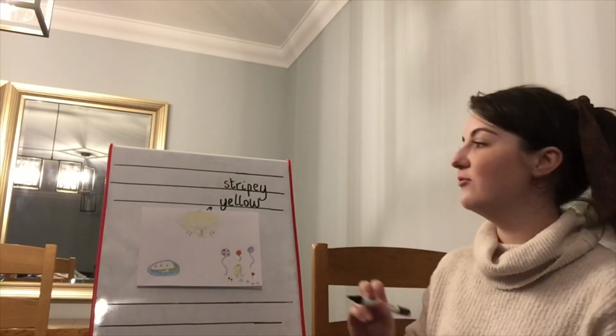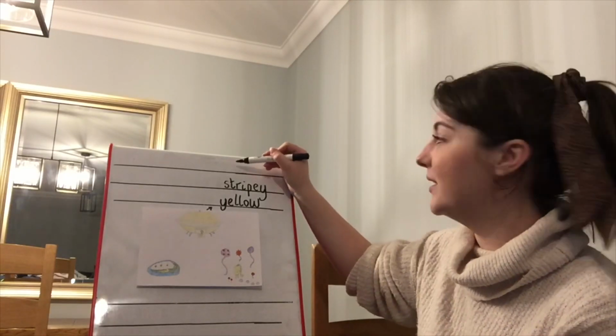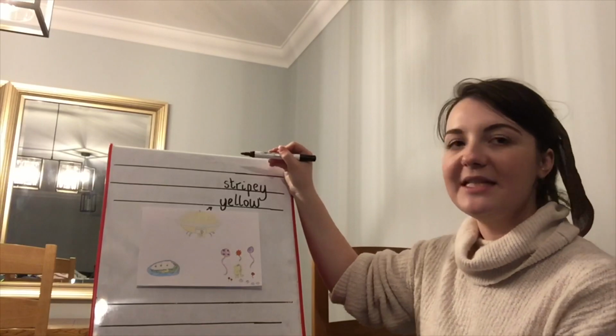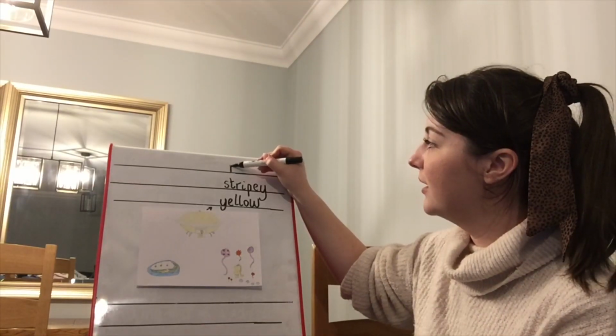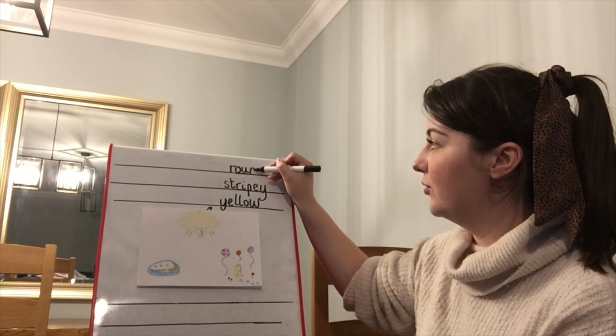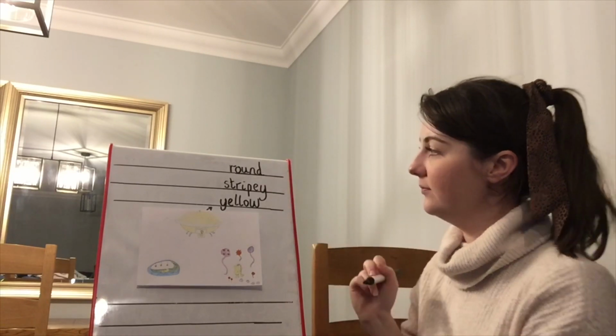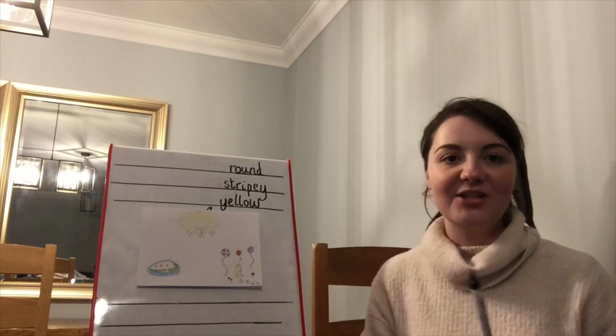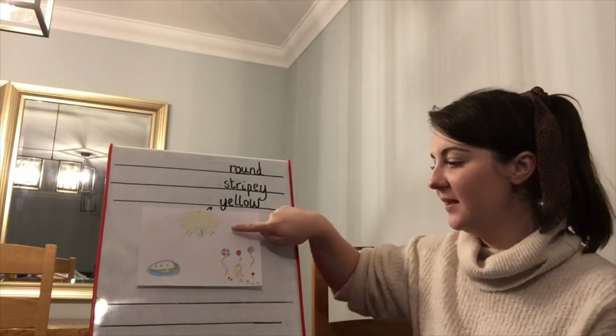Round. The spaceship's round, isn't it? So I could write that word at the top too. Sound it out. Ow, d. Okay, there's my adjectives for the spaceship.